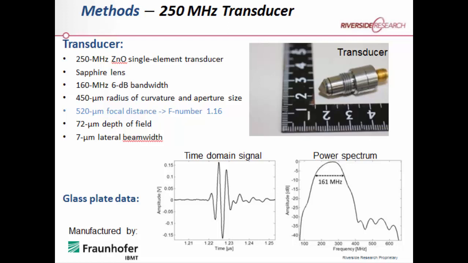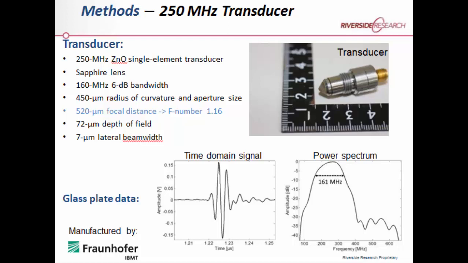You may also have seen this slide a few times today. But the take-home message here is that this transducer, which is a key part of the system, is a very specialized piece of equipment. This particular transducer oscillates at 250 megahertz. It's based on sputtering zinc oxide on the substrate, and it's using a sapphire lens for focusing, which actually creates a fairly large insertion loss.